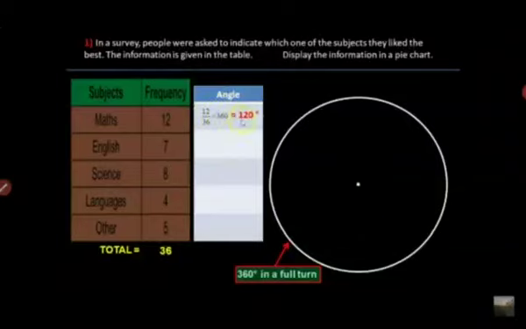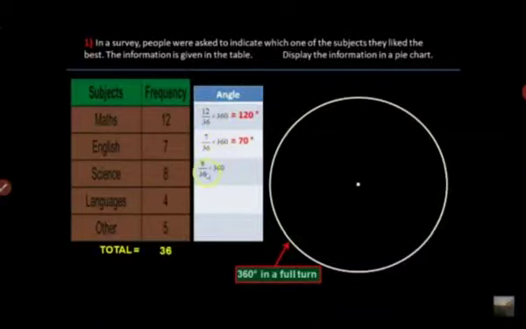And then 12 times 10 is 120. Now since you know you have to multiply by 10 each time, you can write the problem again. For English, it's 7 out of 36 times 360. 360 divided by 36 is 10, so 7 times 10 is 70, and so on.